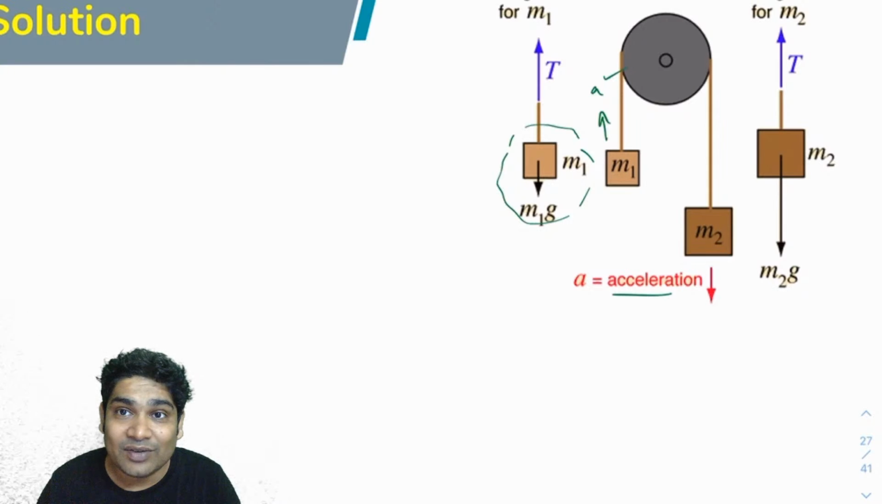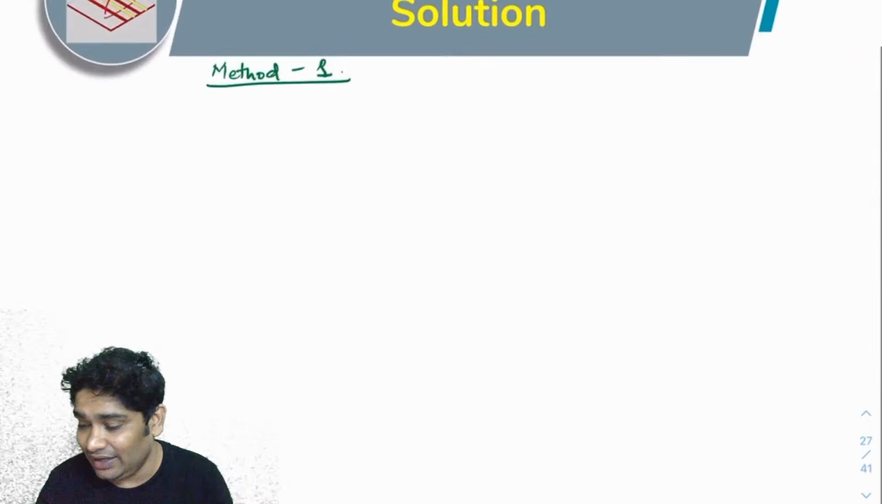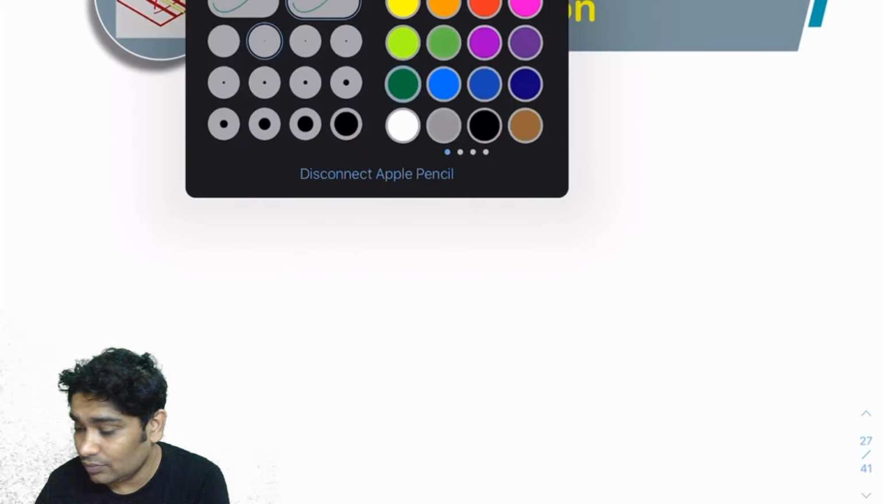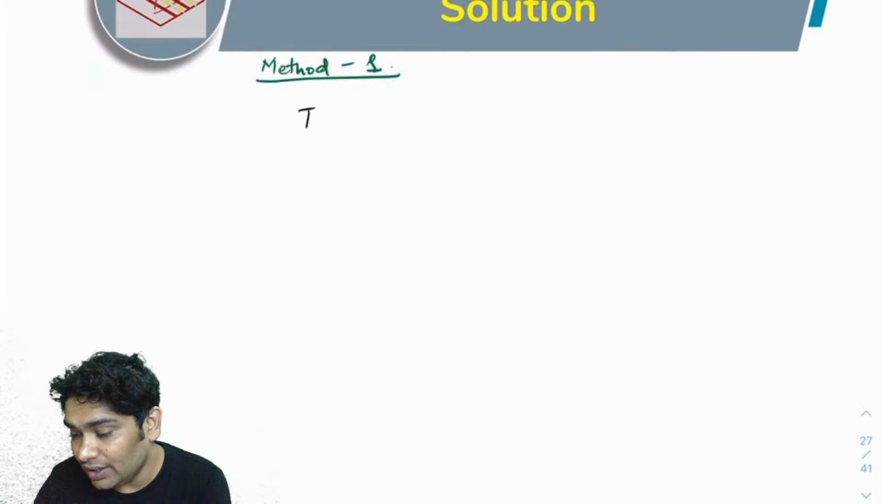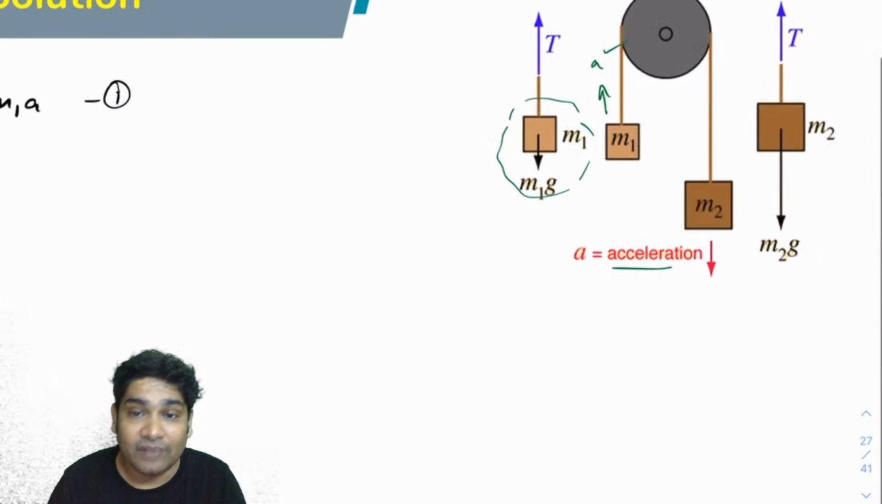So what can I write the equations as? I can write T minus m1g equals m1a. That is the first equation that I can write for mass m1.